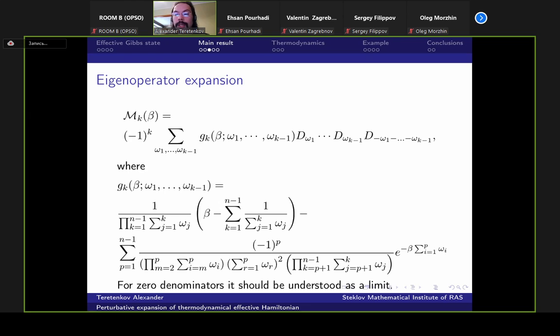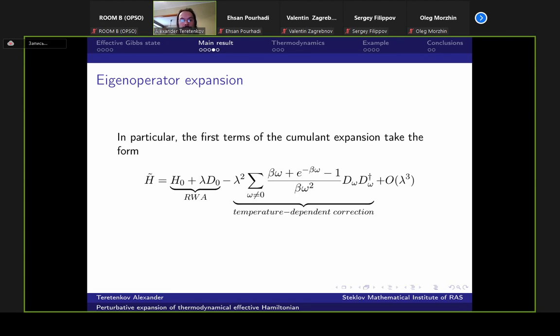I have already presented some of these results at a previous conference, but I think most of them know this explicit formula for any k. So I just have written only the first terms before, and here is the general result. And sometimes it's possible to have zero denominators here. In this situation, this formula should be understood as a limit.